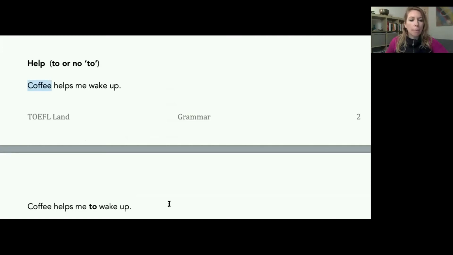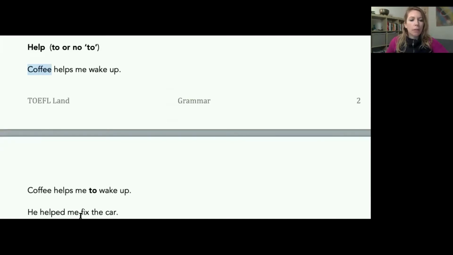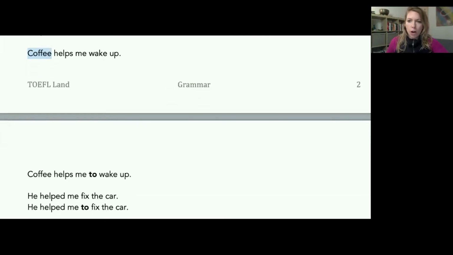Coffee helps me to wake up. You could say he helped me fix the car. You can also say he helped me to fix the car. Notice that this is the same structure we studied before: verb, pronoun or noun, and then your verb here, that's the bare infinitive or the infinitive, right? Bare infinitive means no to, infinitive means to, and then the verb, right?